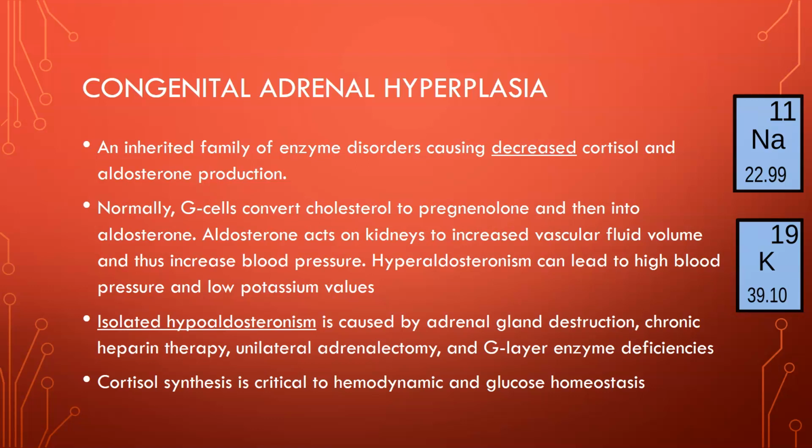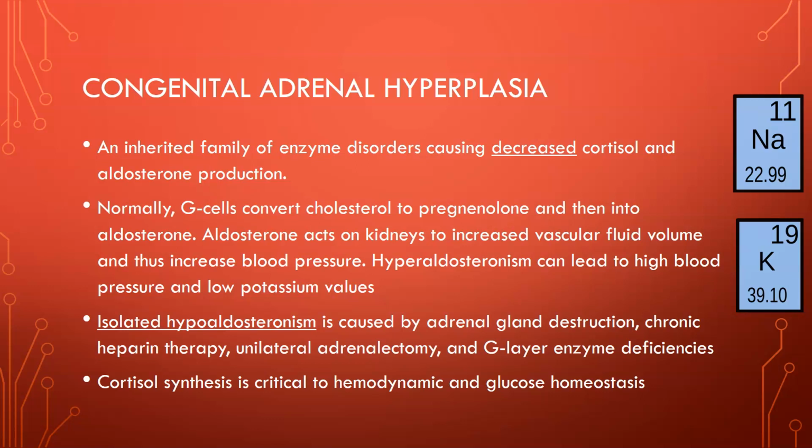hyperaldosteronism. You can have isolated hypoaldosteronism, so not making enough, and that could be caused by adrenal gland destruction, chronic heparin therapy, unilateral adrenalectomy, and G-layer enzyme deficiencies. If you don't have enough aldosterone, then you'll tend to have lower blood pressure and be more fluid deficient, and you don't have that ability to do the water balance as well.